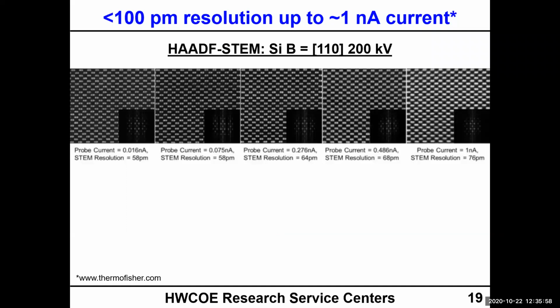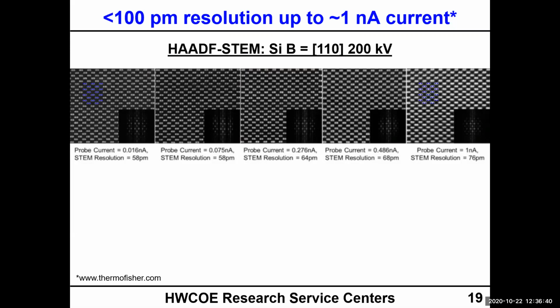All right, the other advantage that I mentioned was that you can get small probes with a lot of current. We're going to look again at silicon along the 110 zone axis. This is 200 kilovolts. Going from left to right, you're starting with 16 picoamps, and on the right, you're getting close to a nanoamp. So you're talking about orders of magnitude more current from left to right, but if you compute the FFT of each of these images, you are able to see sub-angstrom detail in each of them, up to a nanoamp of current. Again, that's the projection of the structure.